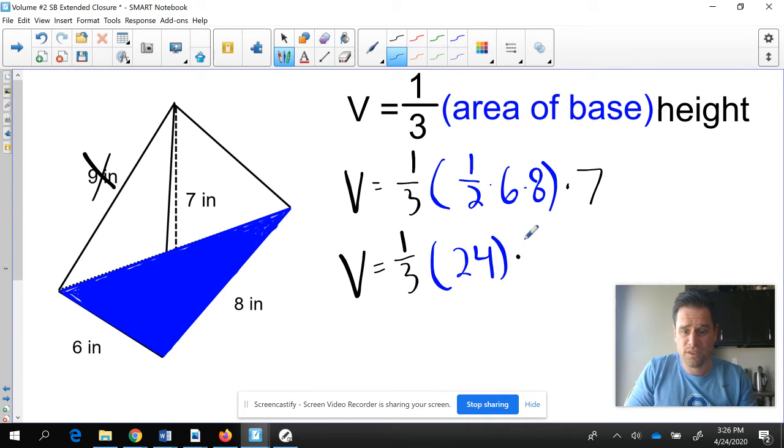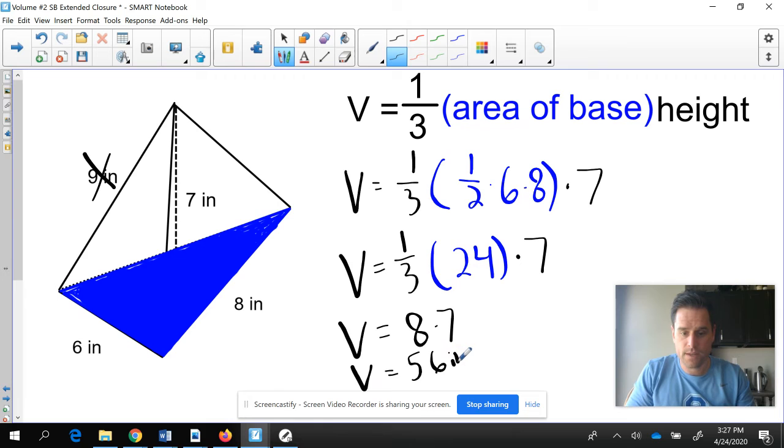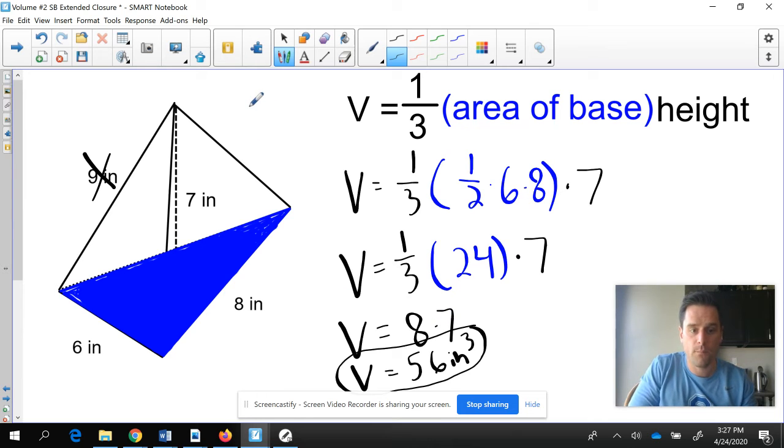Times 7, and you really don't need a calculator for this because you guys can tell me what's 1/3 of 24. What's 24 divided by 3? Gives you the same answer. And 24 divided by 3 is 8 times 7, and volume equals 56 inches cubed. Again, the formula is 1/3 area of the base times height, only for pyramids.